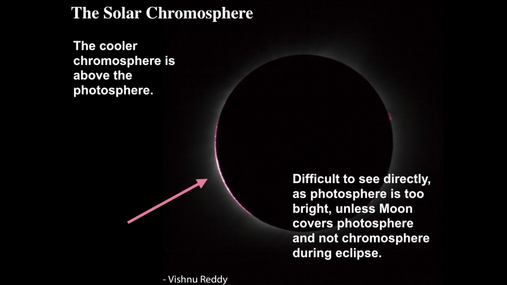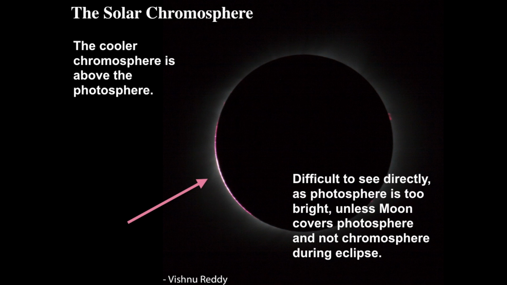And that's what you're seeing in this image that Dr. Reddy did of the total solar eclipse back in August of 2017. You can't even see it unless the moon covers it during an eclipse. But you can see other things there too. We're not talking about the white sort of puffiness that's going around it. That's part of the corona of the sun.